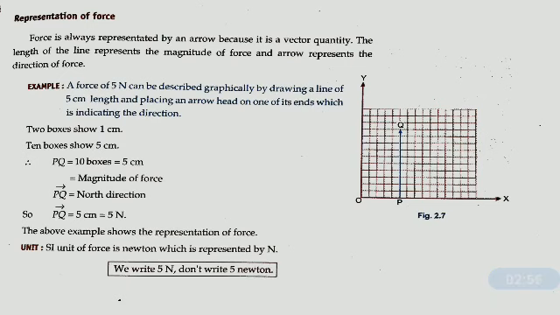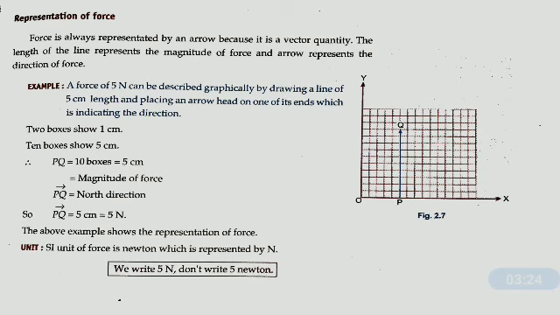Now, how do you represent force? Force is always represented by an arrow because it is a vector quantity. The length of the line represents the magnitude of force, and the arrow represents the direction of force. For example, a force of 5 N, meaning Newton, can be described graphically by drawing a line of 5 centimeter length and placing an arrowhead on one of its ends, which is indicating the direction.